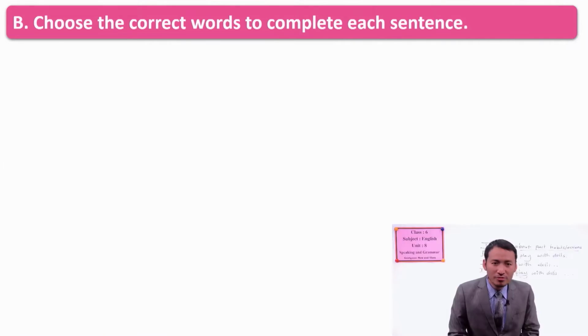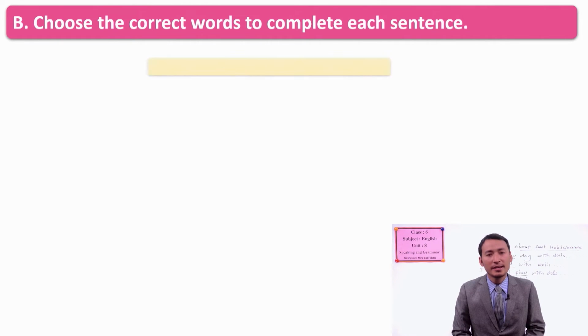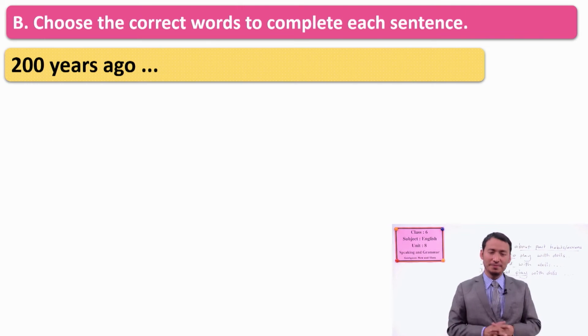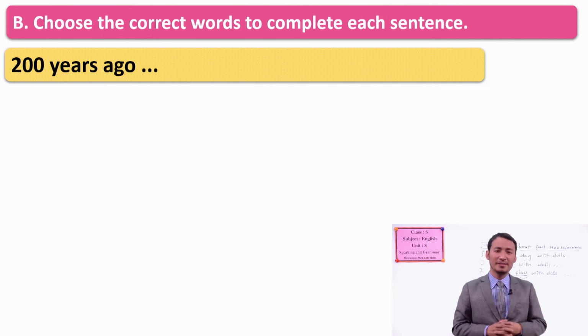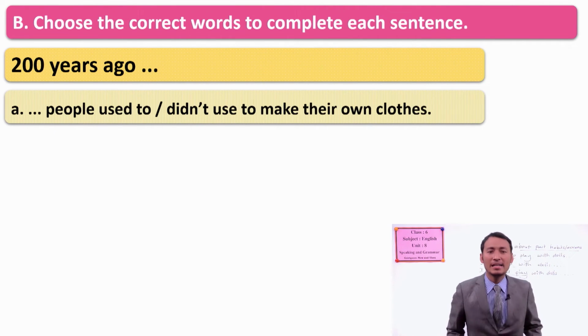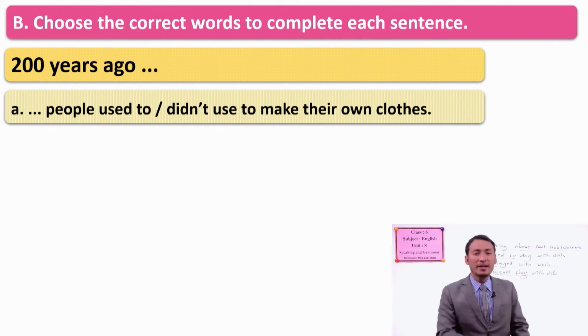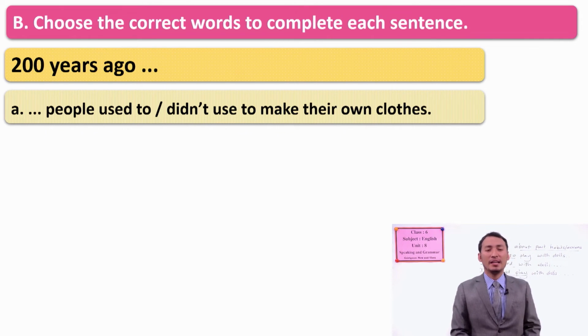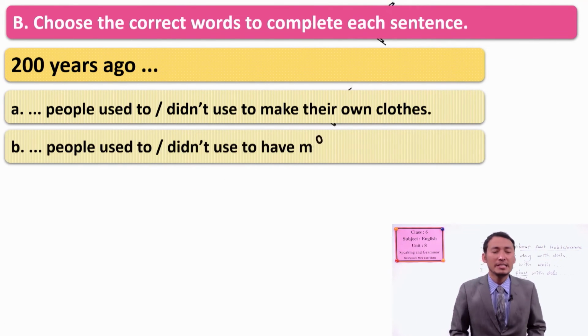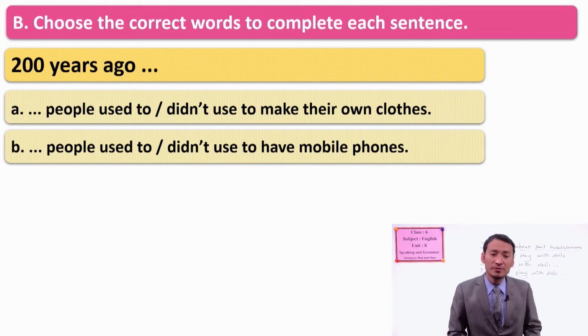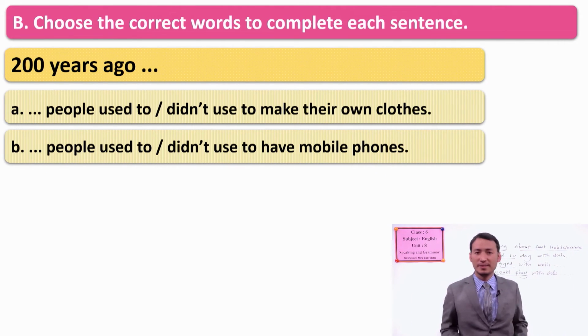Here, let's choose the correct words to complete each sentence. Each sentence here. 200 years ago. Okay, it's a long period of time, right? So 200 years ago in Nepal, or in the world, what did the people do? Can you guess? Okay, read the sentence and find out. Okay, students, let's see. People used to or didn't used to make their own clothes, many years ago. Another sentence is, people used to or didn't used to have mobile phones 200 years ago. What do you say?